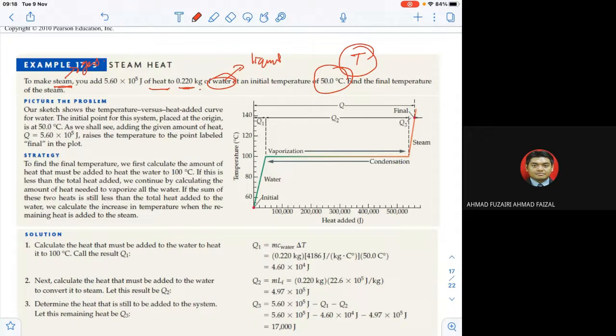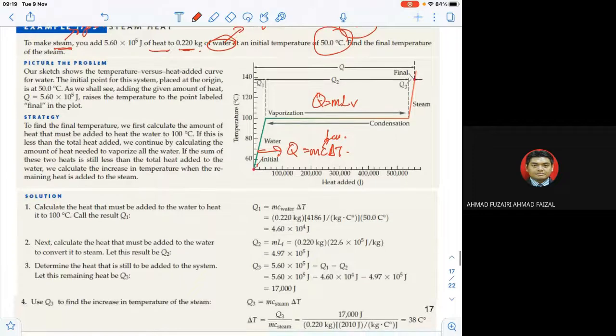So from 50 to 100, because it's water, and water boils at 100 degrees Celsius, you need to apply Q equals MC delta T, using the specific heat of water. After that, we apply Q equals ML, the latent heat of vaporization. Refer to our table, there should be Lv over here, the latent heat of vaporization.